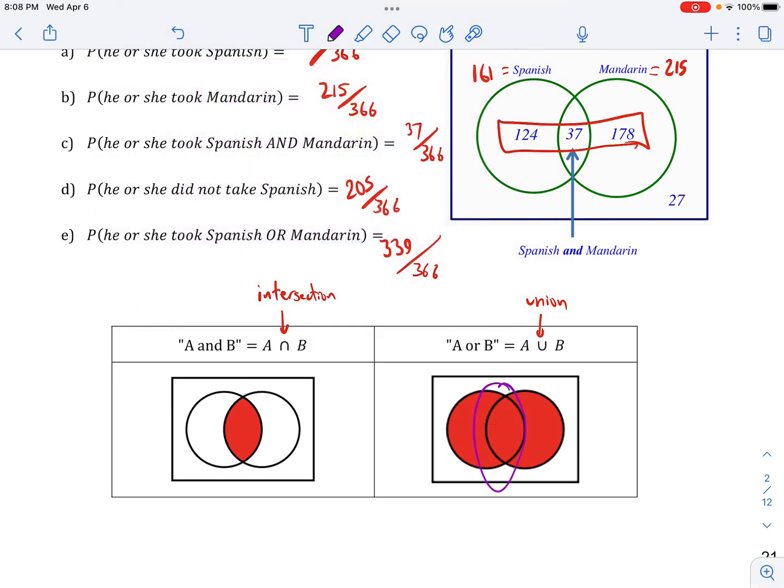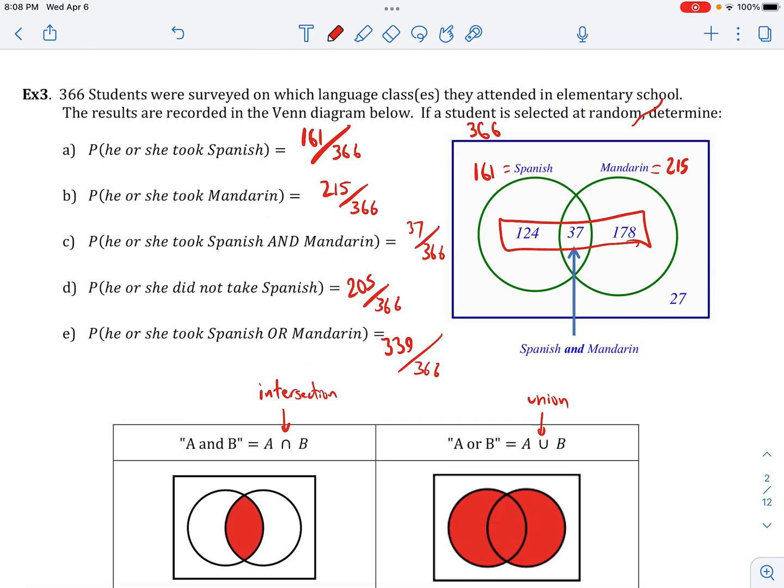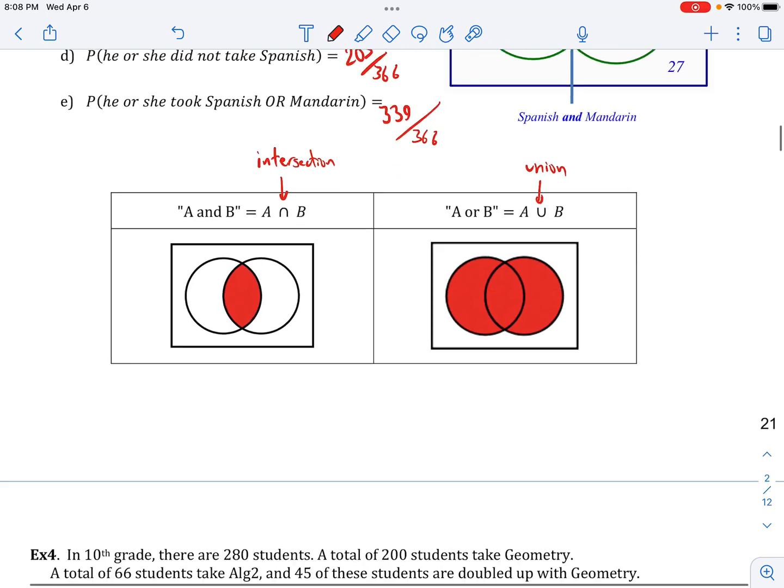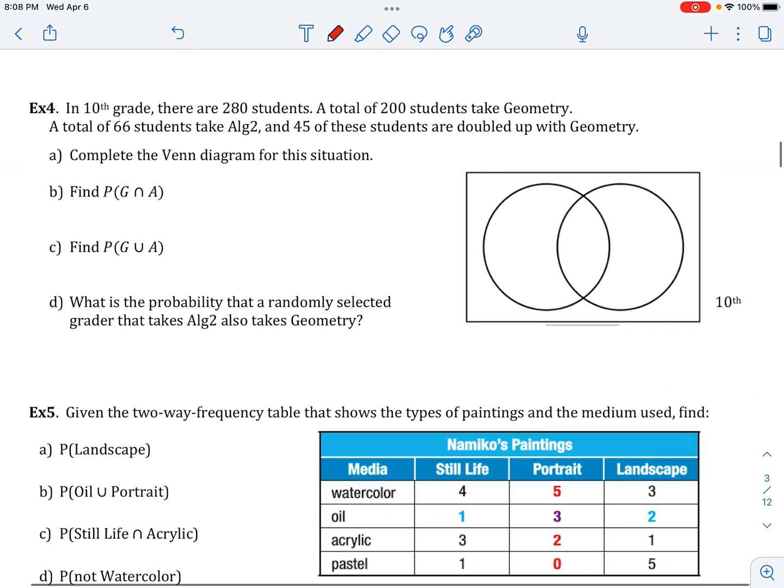We do count the both part, that middle part, in the or because, like in this previous example, if you spoke both languages or you took both classes and someone asked, hey, are you in Spanish or Mandarin? Then you would say yes. So we do count you in both.